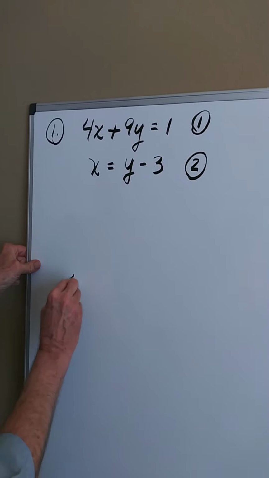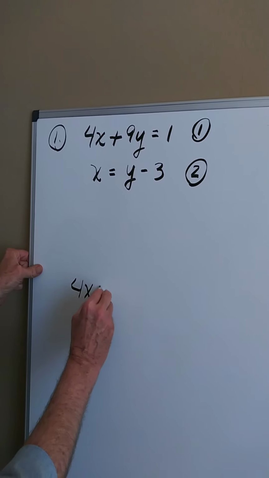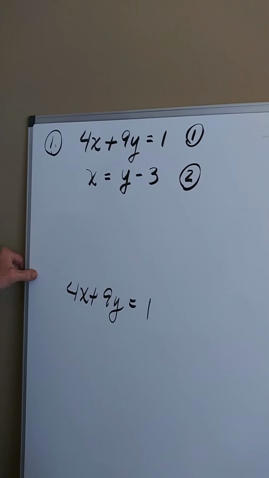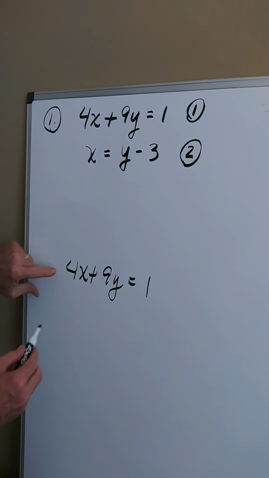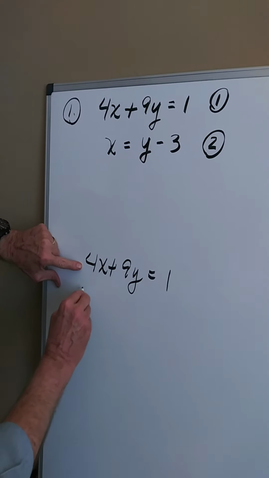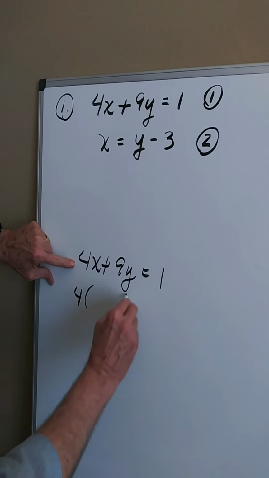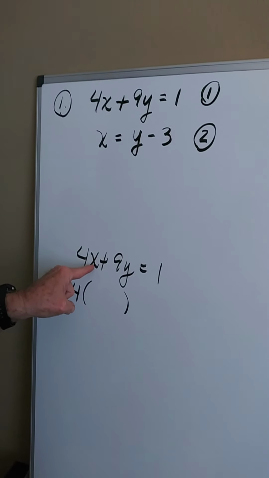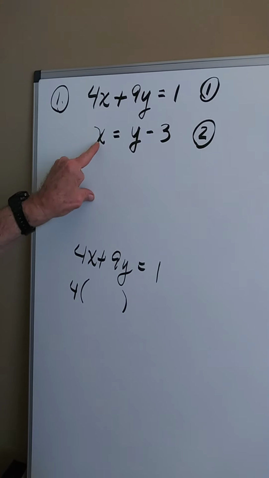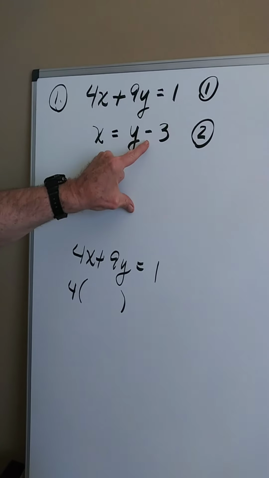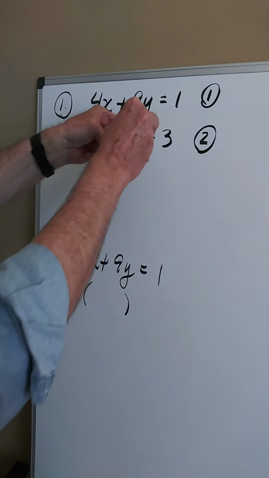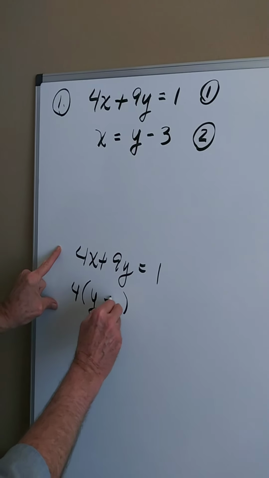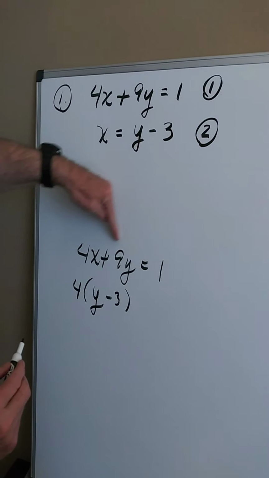Bring down that top equation: 4x plus 9y is equal to 1. And now we're going to begin to substitute. Bring down the coefficient of 4, make a house. Inside that house, where x is supposedly going to go, we're going to take this expression that x is equal to y minus 3, and we're going to substitute it in place of that x. Right there. And then copy the rest of this equation.